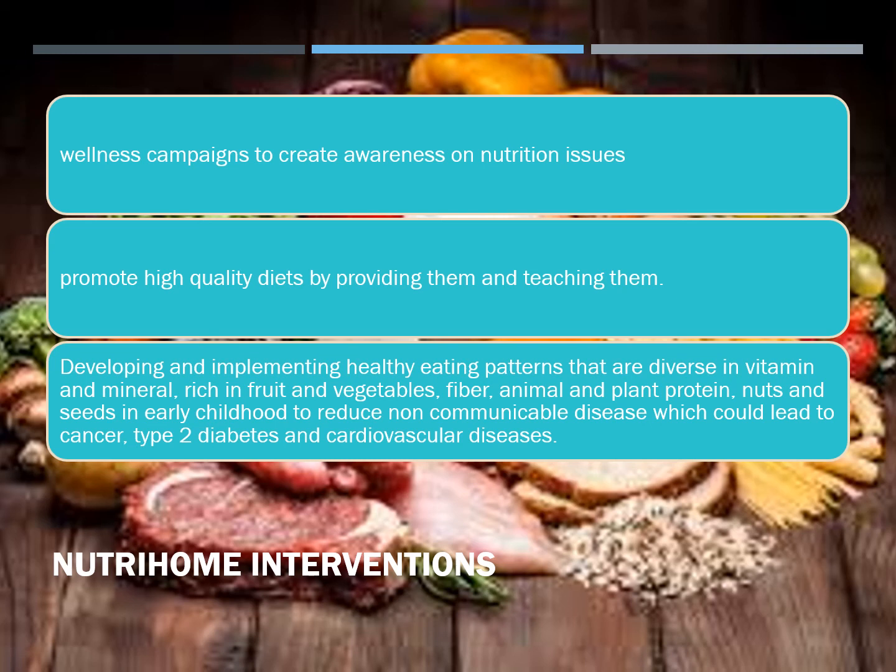Then the second one is to promote high quality diets by providing them and also teaching them. So by providing a high quality diet, we'll be developing and implementing healthy eating patterns that are diverse in vitamins and minerals, rich in fruits and vegetables, fiber, animal and plant protein, nuts and seeds. Especially in early childhood, to reduce non-communicable diseases which could lead to cancer, type 2 diabetes, and cardiovascular disease at a later stage.